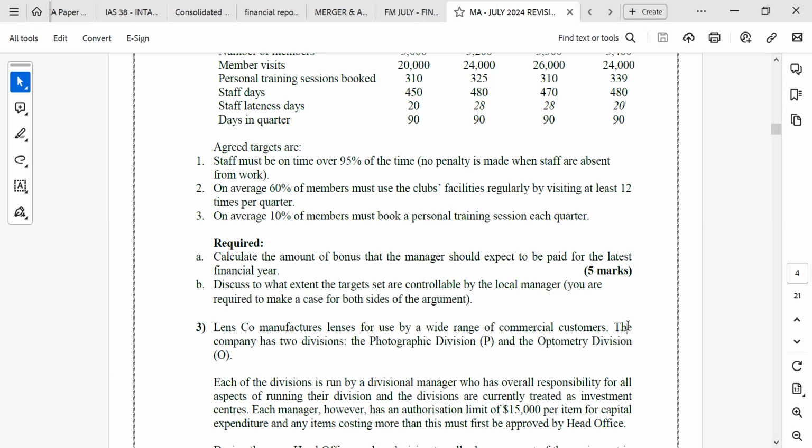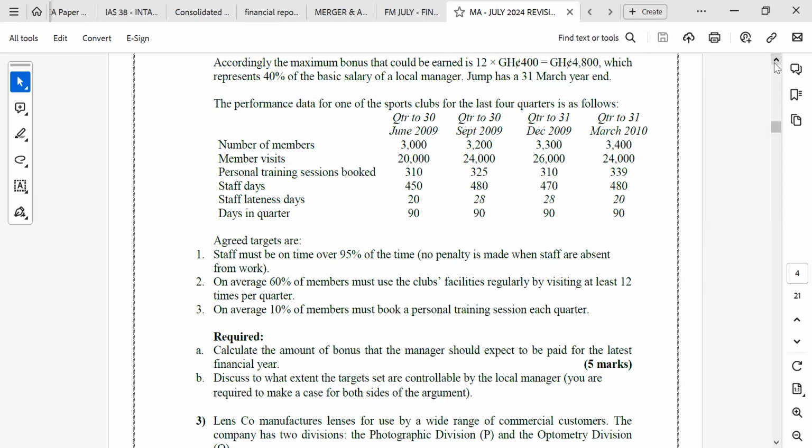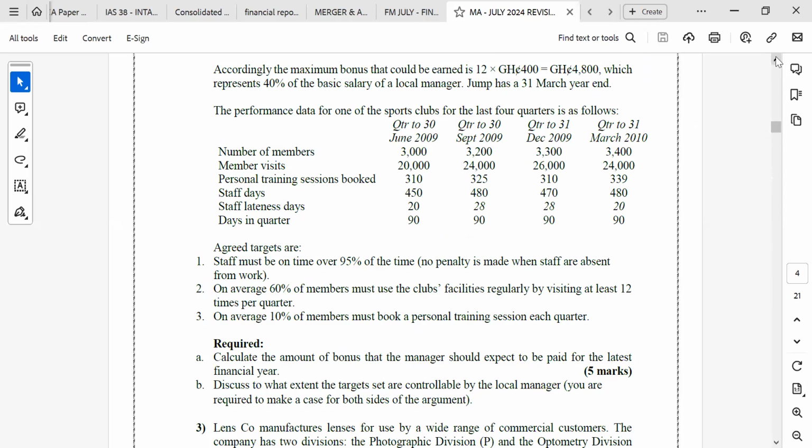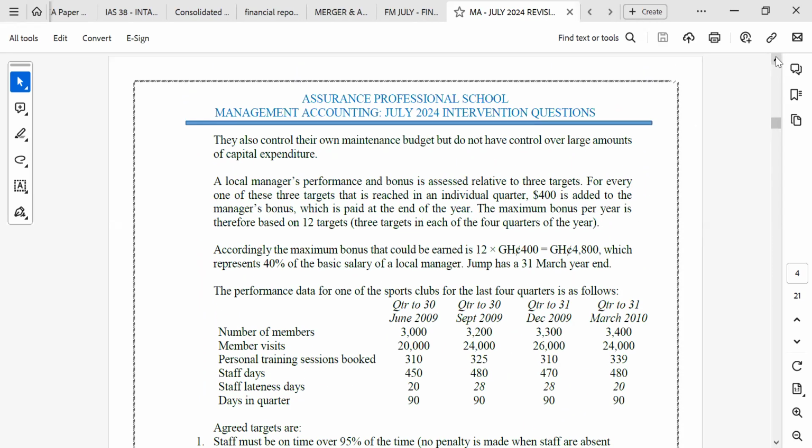Okay, discuss to what extent the targets set are controlled by the local manager. You are required to make a case for both sides of the argument. So you talk about if they are controlled. Motivation will be one. If they can be controlled, why do you think they can be controlled? If they cannot be controlled, why do you think they cannot be controlled? So let's look at the first side.